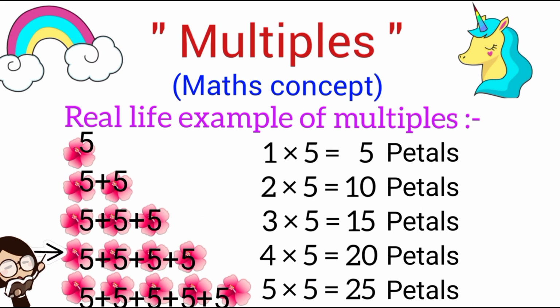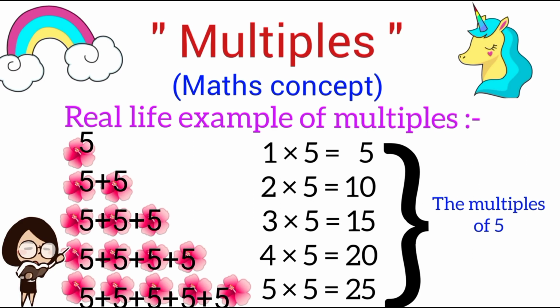In the fourth row, there are 4 flowers, each are having 5 petals. So, the sum of 5 plus 5 plus 5 plus 5 is 20. So, 4 5s are 20. The product of 4 and 5 is 20. In the same way, in the fifth row, there are 5 flowers, each are having 5 petals. So, the sum of 5 plus 5 plus 5 plus 5 plus 5 is 25. So, the product of 5 and 5 is 25. 5 5s are 25.